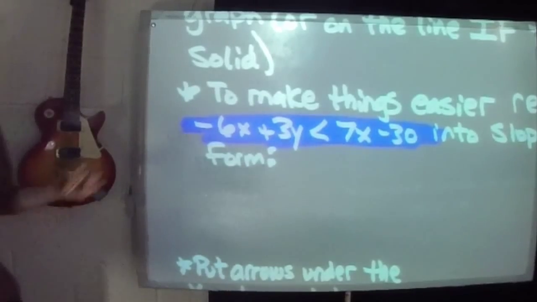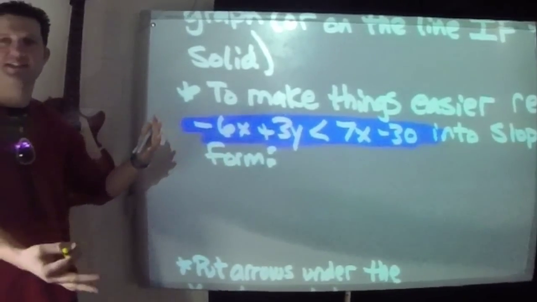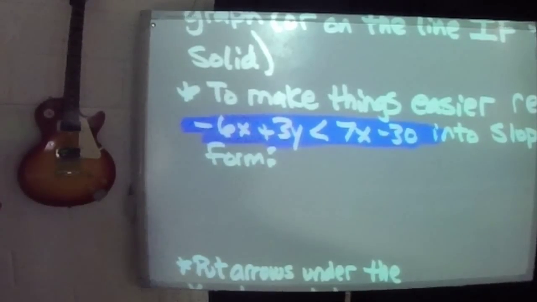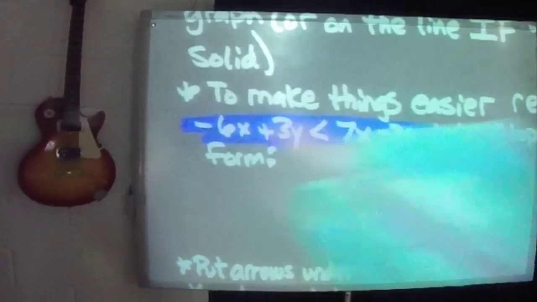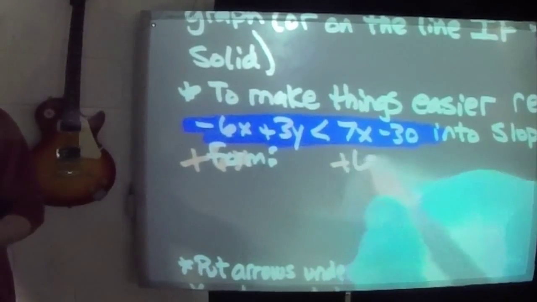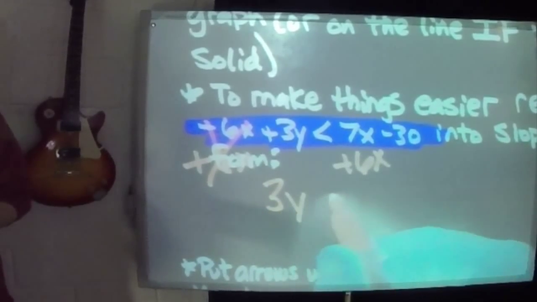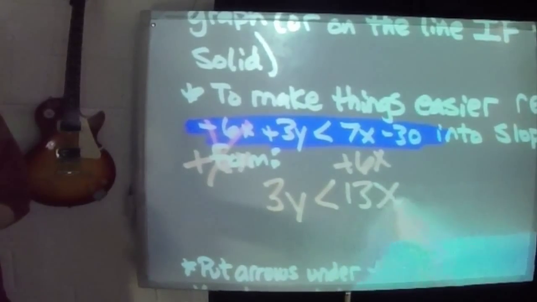I'll ask you, we have something on both sides. It's not y, what is it? X. It's x. So let's get the x's together. Which one are we going to move? Negative 6x. How do you move it? Add 6x to both sides. So that's gone. You got 3y is less than 13x minus 30.